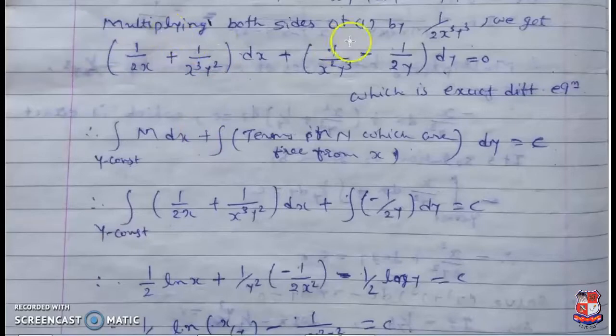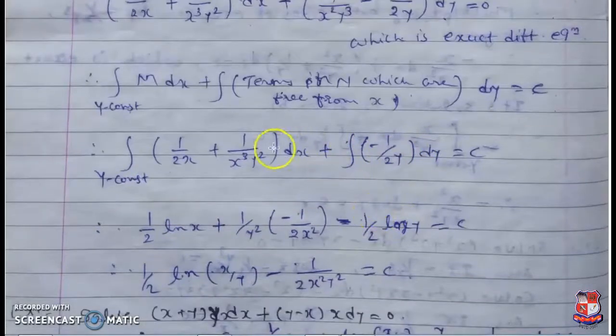Then we take the solution directly. This is our M star and this is our N star, and we substitute them in the form of the general solution of an exact differential equation. We integrate M star with respect to x, taking y as constant, and take only the terms of N star free from x, then we get the solution. Okay, this is the second part.